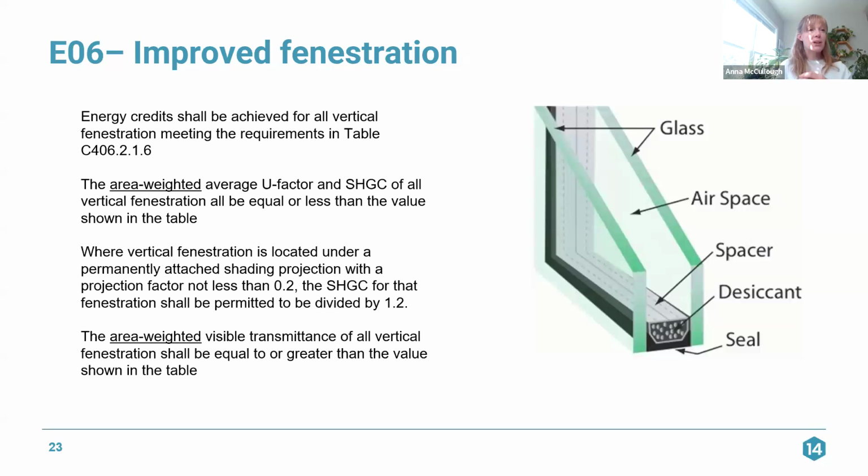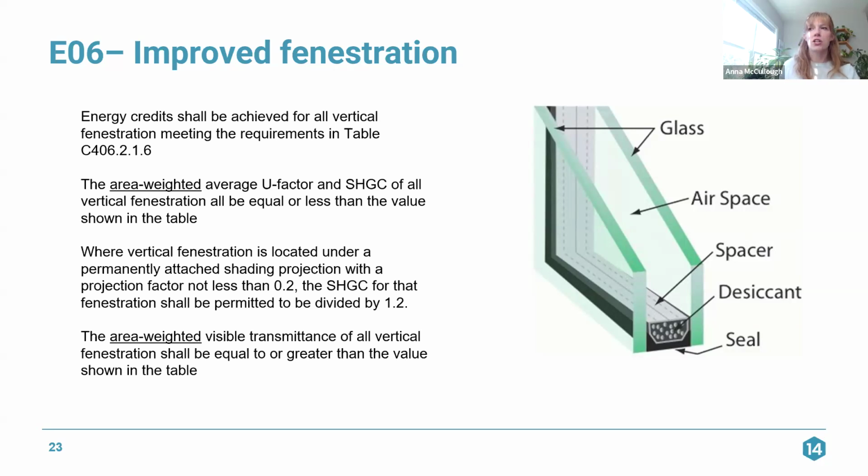And then the last credit we're going to talk about today, before we start going through questions if you guys have any, is improved fenestration. This one has a specific table, Table C406.2.1.6, which we will go through in a minute. But all vertical fenestration, I'm sorry, let me back up. The area weighted average U factor and solar heat gain coefficient for all vertical fenestration in the project shall be equal or less than the value shown in the table.